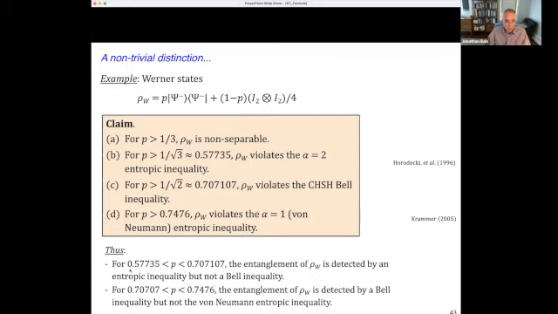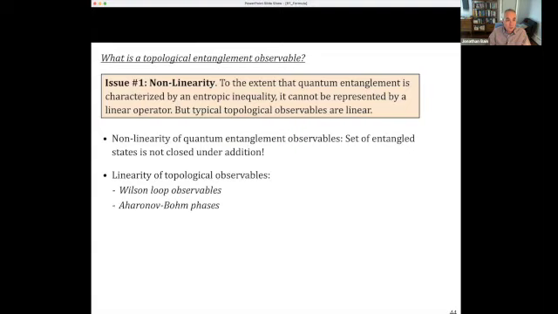So this indicates that for a certain range of values of p, the entanglement of this two-dimensional Werner state is detected by an entropic inequality, but not by a Bell inequality. And for another range of values of p, its entanglement is detected by a Bell inequality, but not by the von Neumann entropic inequality, where entanglement is defined in terms of non-separability. So again, that's something to be aware of if we get to the point where we want to identify an appropriate quantum entanglement observable that we want to set dual to a topological observable. And we can ask a similar question about topological observables: what constitutes a topological entanglement observable?